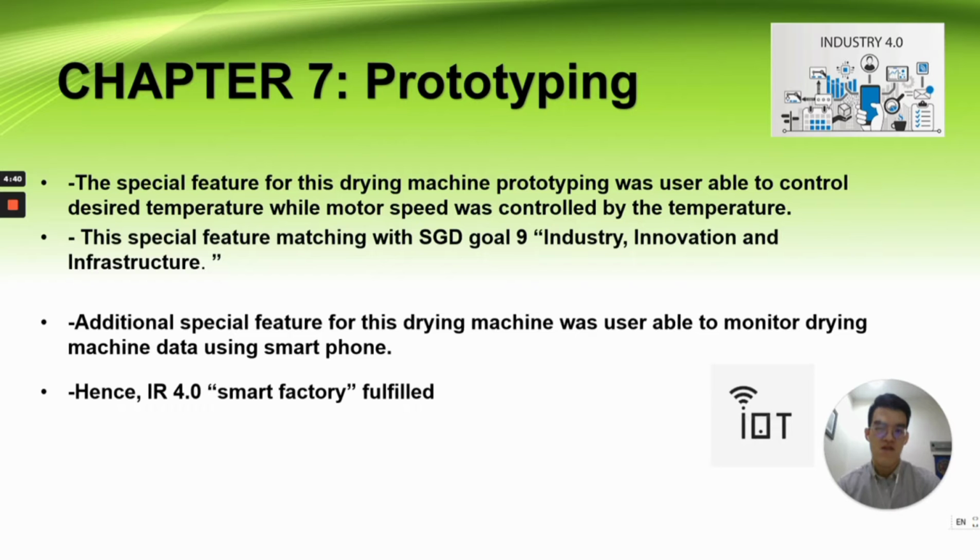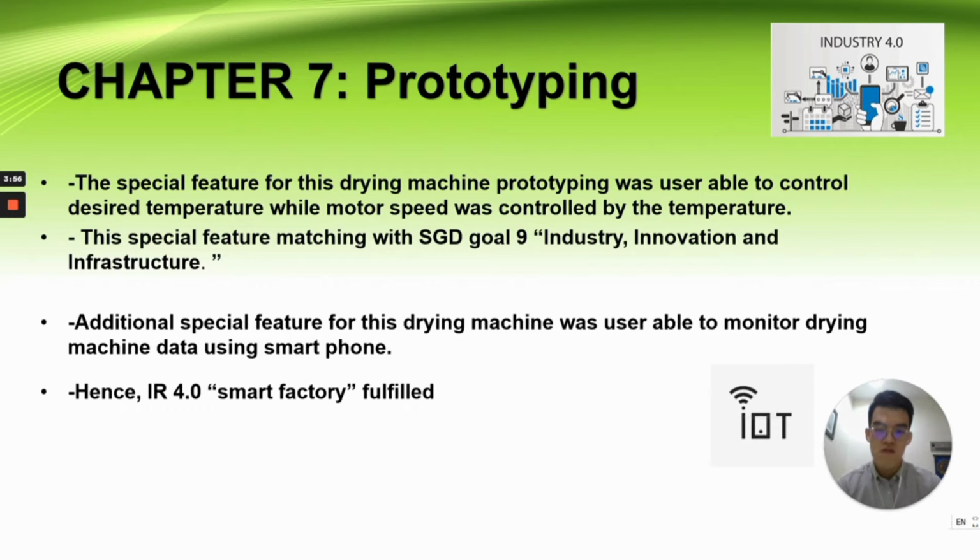The special feature for this drying machine prototype is that the user is able to control the desired temperature while the motor speed is controlled by the temperature. Hence, this special feature matches with SDG Goal 9, which is Industry, Innovation and Infrastructure. In addition, this drying machine also has a special feature, that is, the user is able to monitor drying machine data using smartphones. This can be related to IR 4.0, which is Industry Revolution 4.0. Smart factory requirement is being fulfilled.